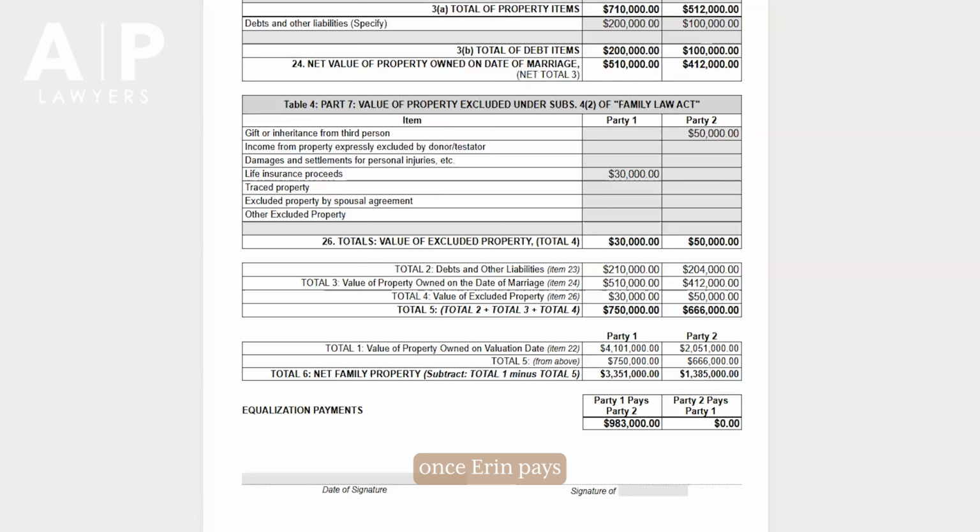Once Aaron pays this $983,000, you would find that your net family property would be equalized. So they essentially will be walking away with equal amounts. Technically, obviously one person may have more because they had more deductions and things like that, but from a net family property standpoint and from achieving equalization under the Family Law Act, both parties will be walking away with equal net family properties. So that is how net family property is calculated.